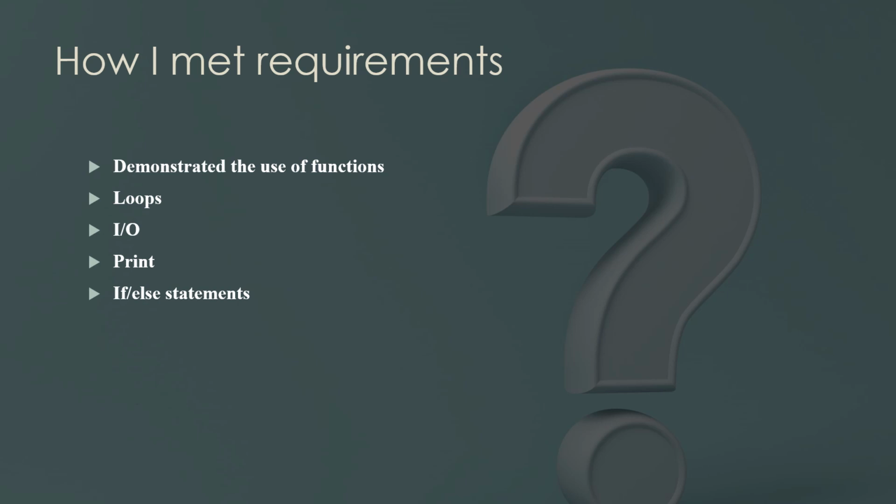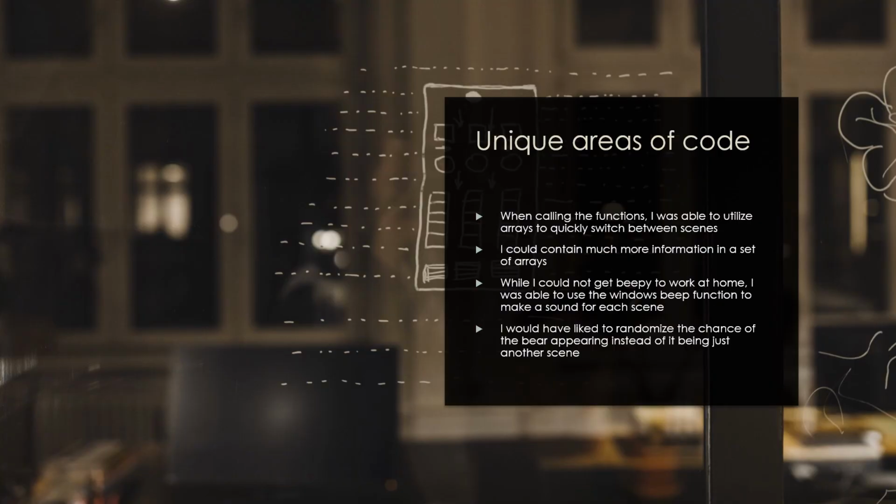How I met requirements was that I demonstrated the use of functions, loops, input, output, printing, and if-else statements. Unique areas of my code were when I was calling the function, I was able to utilize arrays to quickly switch between scenes. This is kind of going back to the first slide, saving time with arrays. I could contain much more information in a set of arrays. So instead of putting an entire piece of ASCII art in the code itself, I could call up a file and put that into the array.